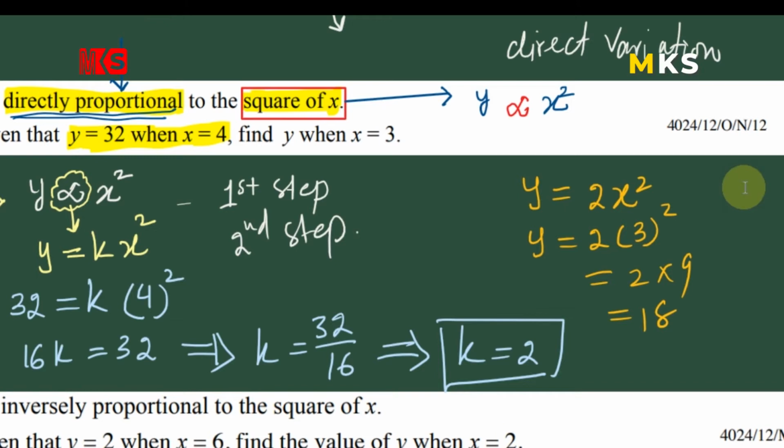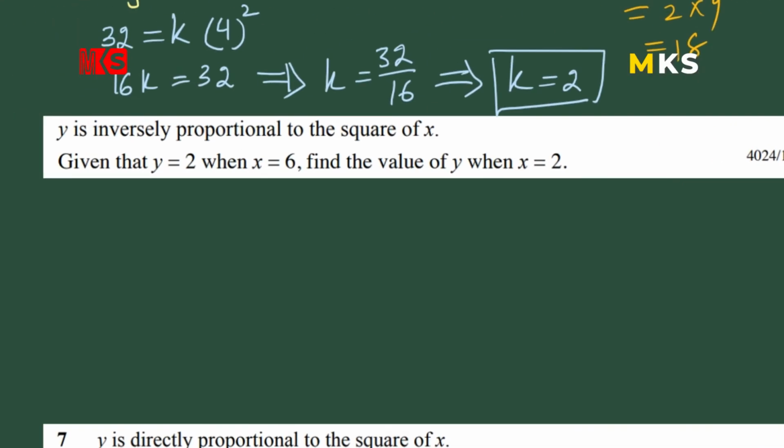So this is for direct variation. For inverse variation, there is only one change in the beginning. Each and every step is the same except the first one. The first step is a little bit different. Here you can see y is inversely proportional to the square of x.